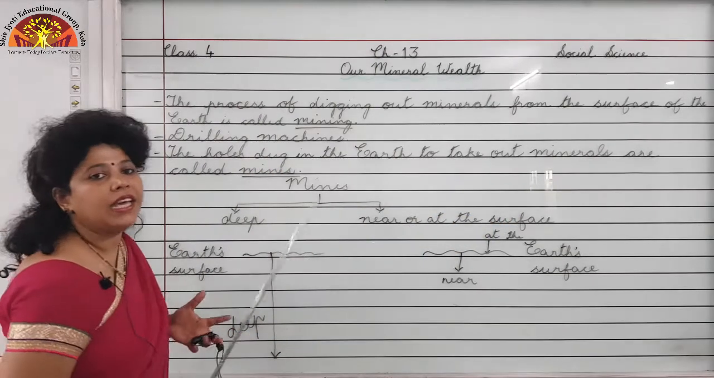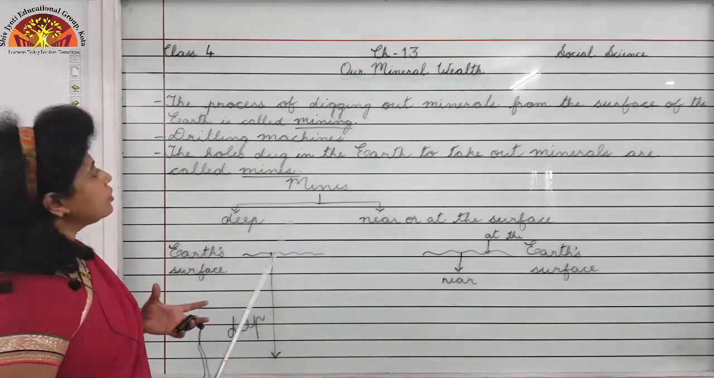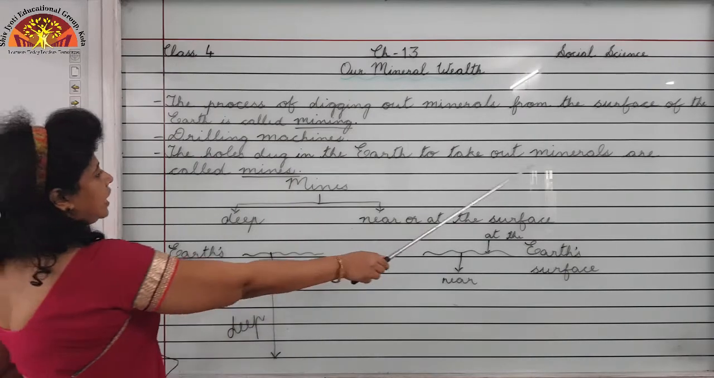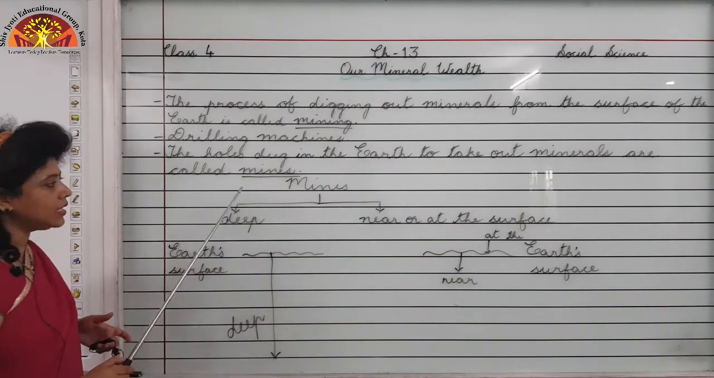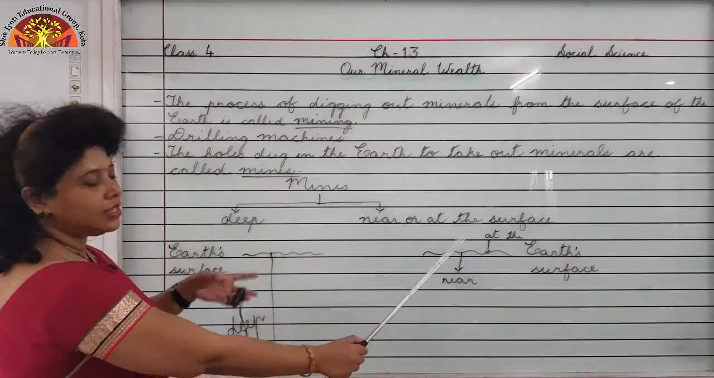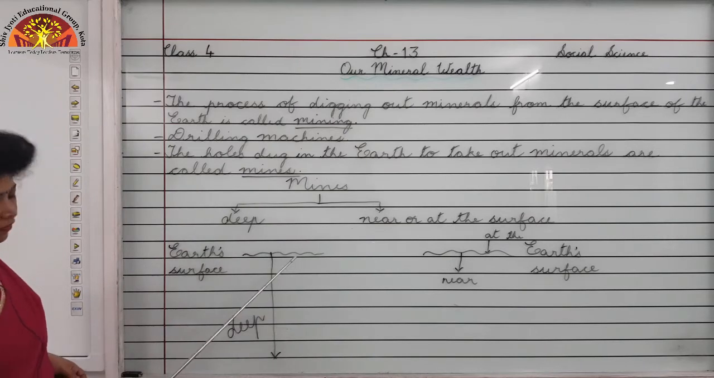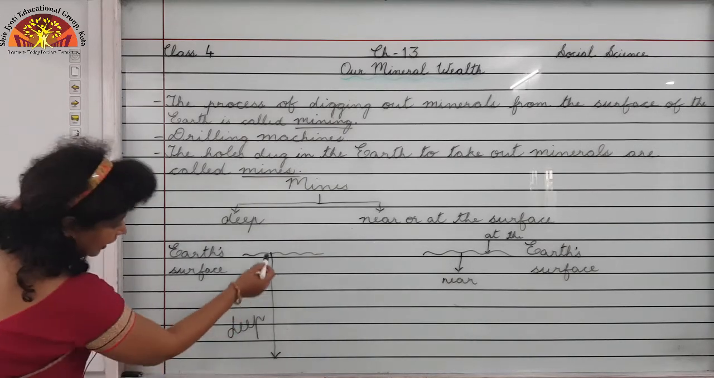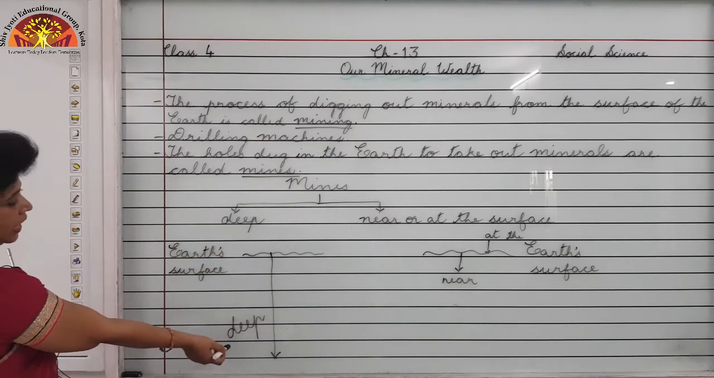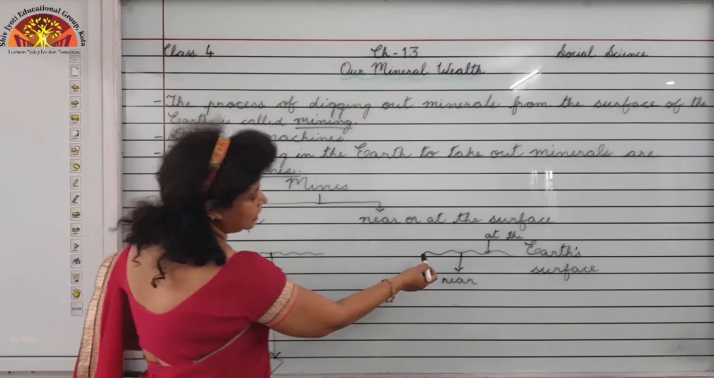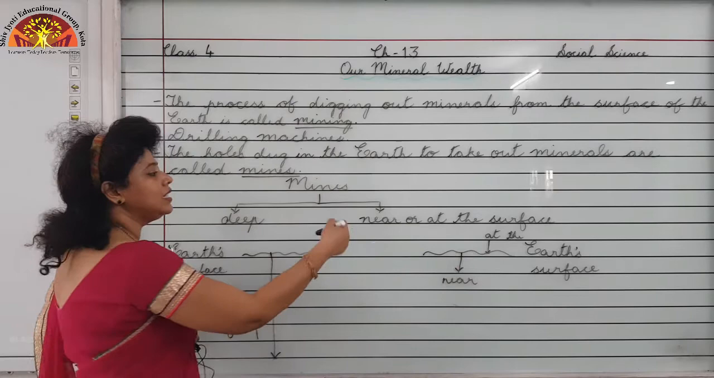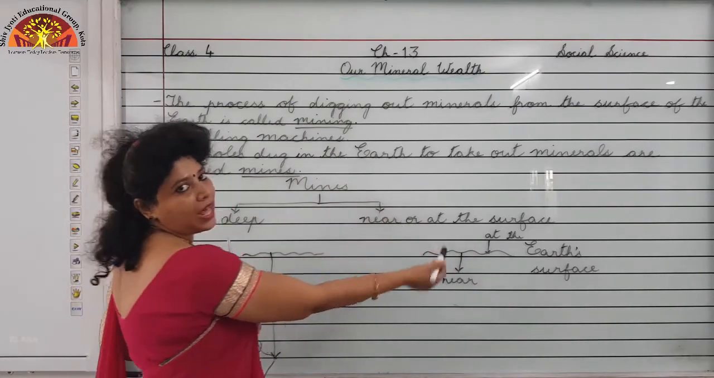And in mining, heavy drilling machines are used to carry the process, and the holes dug in the earth to take out minerals are called mines. And mines can either be deep or near or at the surface. So, let us say this is the earth's surface. When it is dug very deep to obtain the minerals, we say that mines are dug deep at the earth's surface, and when it is dug near or at the surface of the earth, then we say mines are near or at the surface.